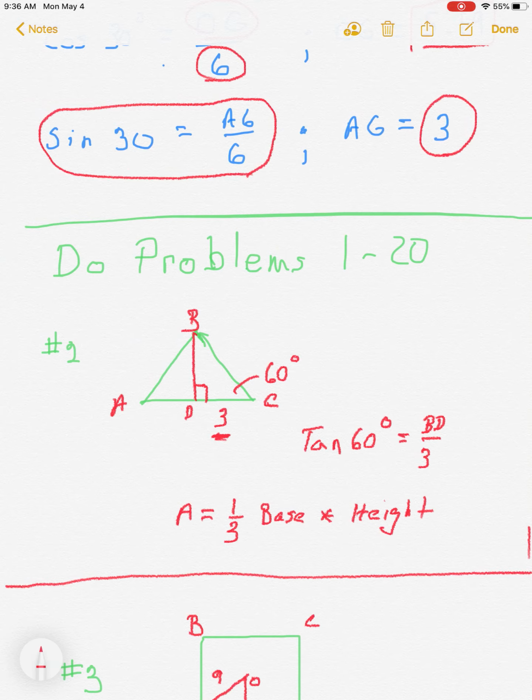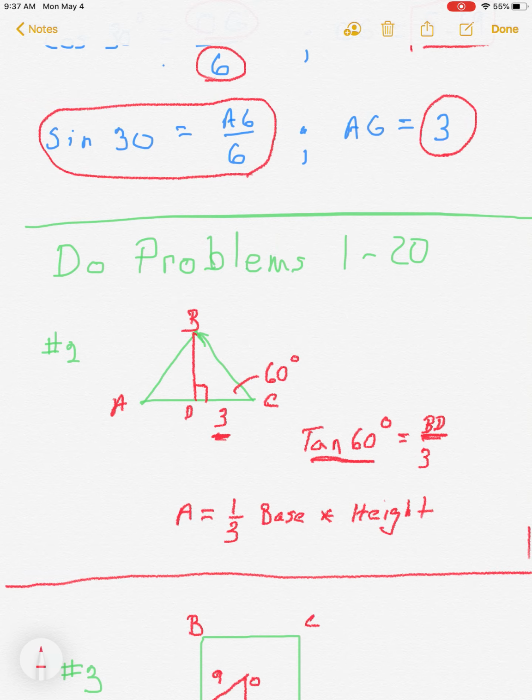Right, and I know that in this triangle, this is a regular triangle, all the corners would be 60 degrees. So I could say that the tangent of 60 degrees is the opposite side, BD, divided by the adjacent side, 3. Solving this problem, you will find the length of BD. Now, you could use the formula that we just developed.